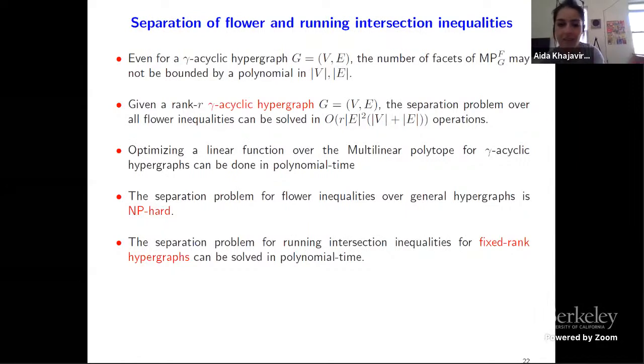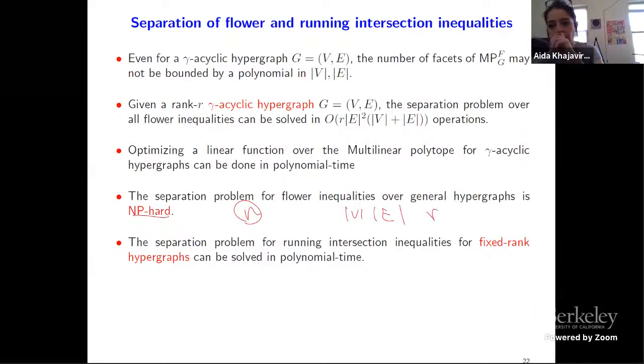However, what goes into the exponent and makes things bad is the rank of the hypergraph. So what is the problem input? Maybe I should have said that. Your hypergraph is your input, and you want to see whether the algorithm is polynomial in V, E, and the rank of the hypergraph.